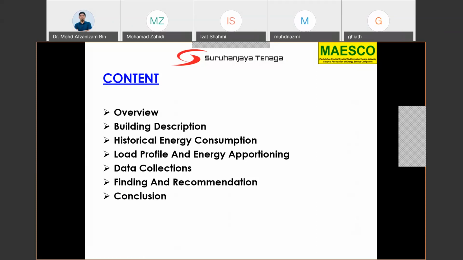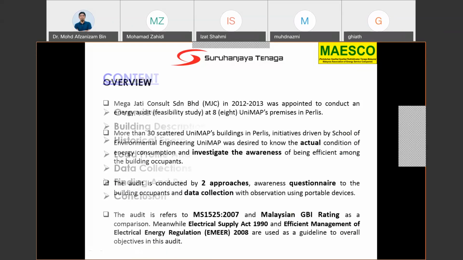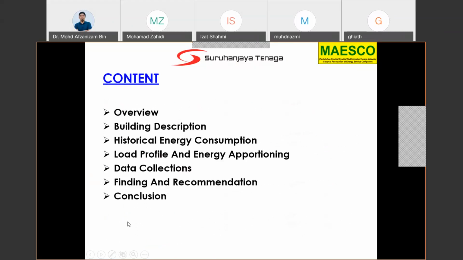But of course, you need to do this in a very structured way, so you need to have this kind of outline. Okay, so overview, building description, historical. Overview means that's the basic introduction or background related to the project, dedicated specifically to the audit base.